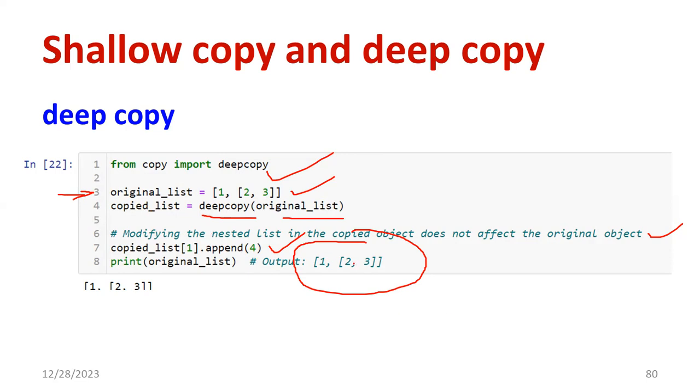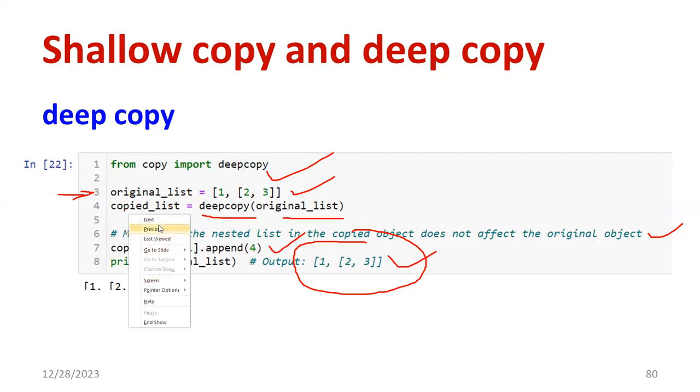In the shallow copy, only the structure will be copied. Here, the internal content is copied too. So modifying the nested list in the copied object does not affect the original object. That you can verify using a simple program. So you have to practice this program. We import deepcopy, then we have the original list, then we copy the list using deepcopy. Then I am trying to modify it, but it will not change. See, it will not change. That's a specialty of deep copy.